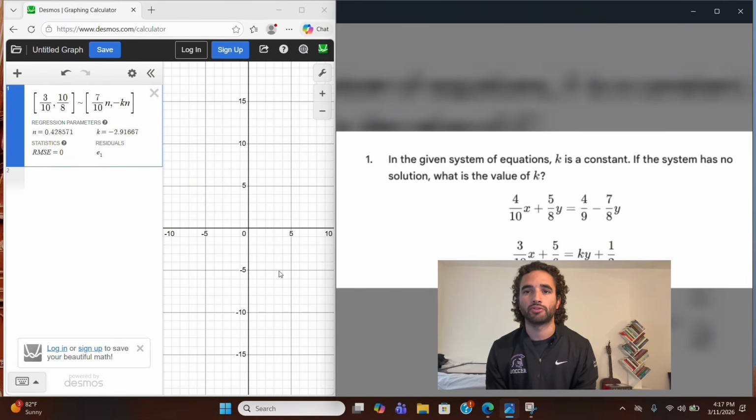Remember, this Desmos trick should be used specifically for systems problems with constants regarding infinite or no solutions. If they ask about one solution, there's a different way to regress it, but I will talk about that in a different video.